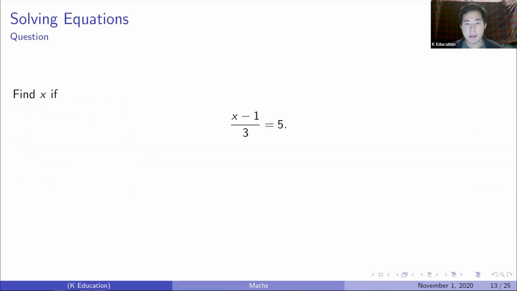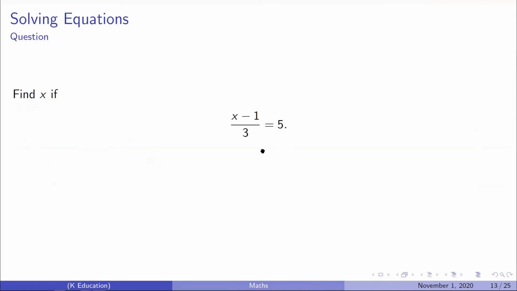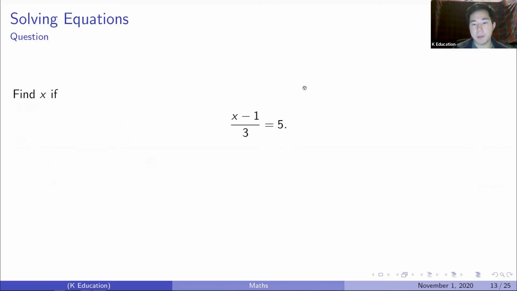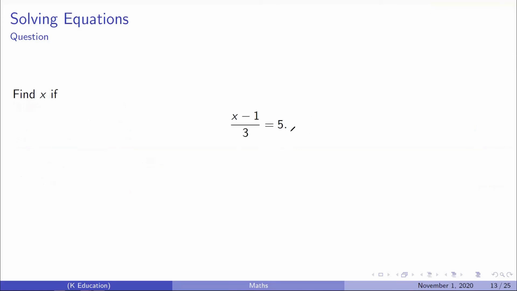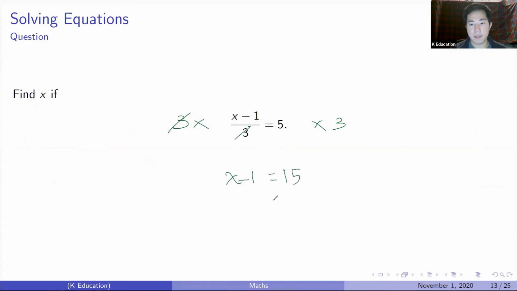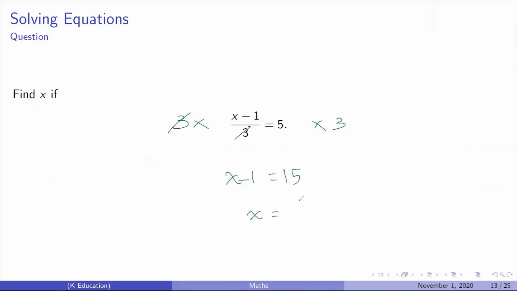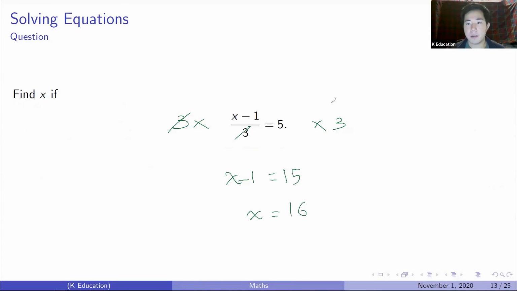Okay, in this case, what would you do, Felicity, to find x? I would times both sides by 3. Okay, what does that leave me with on the left-hand side? So on the left-hand side, that would be x minus 1 equals 15. x minus 1 is 15, so that means x is? x equals 16. Yeah, okay. Right, so fairly okay.